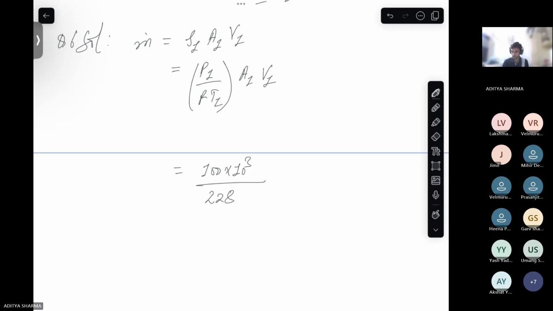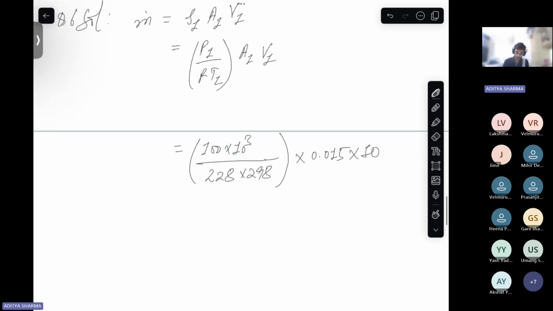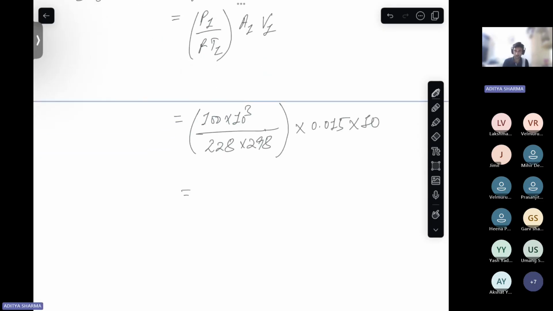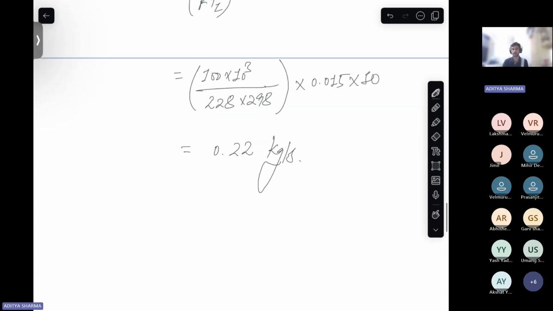R is given as 228, and then T is 298. Then area is 0.015, and the initial velocity in the compressor is this. So if you work this out, what I have here is this value, 0.22 kg per second.